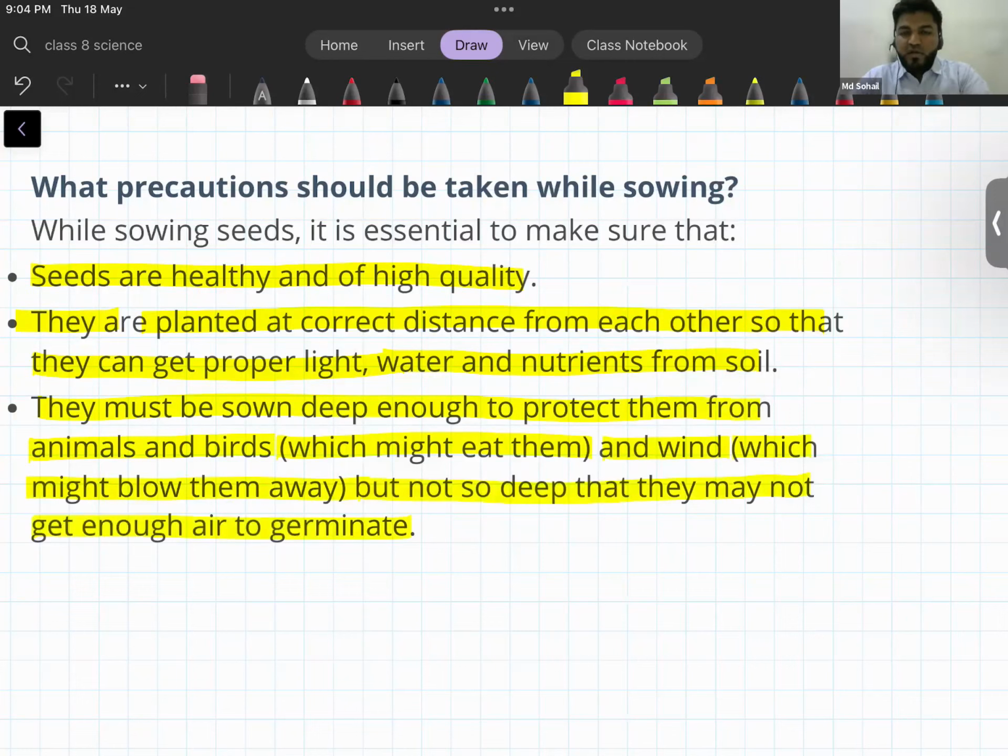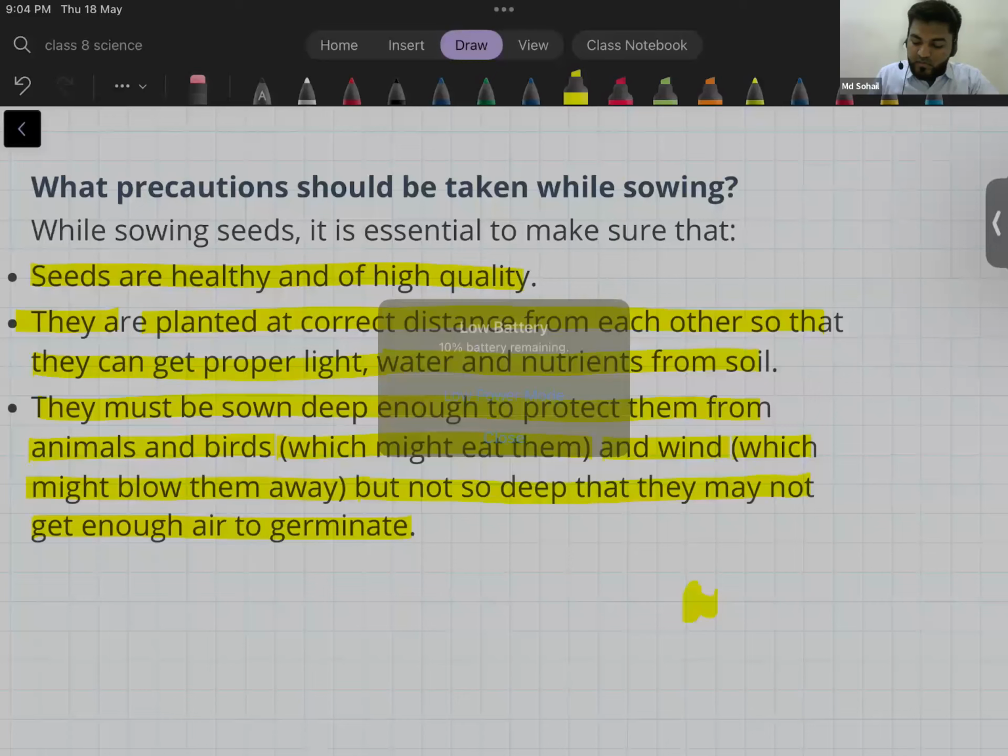Exactly. If you plant them above the ground, they might get blown away by wind or might get eaten up by some bird or animal. If we plant them too deep into the soil, sunlight will not reach them, air will not reach them, water will not reach them. In that case, the seed will die. It will not be fit for germination. Right? So at proper depth, the seeds will be getting air, water, and sunlight.